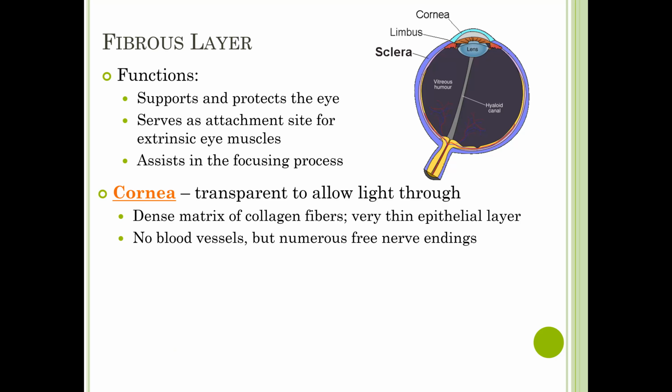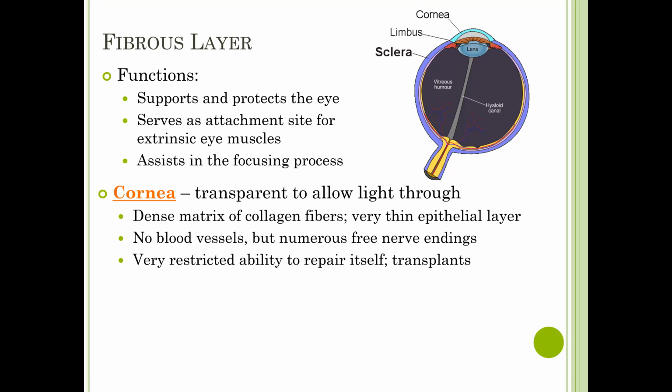There are no blood vessels in the cornea because they would interfere with the passage of light. So for that reason, as we'll see in a moment, the cornea can't heal very well. But it does have numerous free nerve endings, and so the cornea is the most sensitive part of the eye. So anything that touches your cornea is going to cause a reflex of you to blink your eye or move away. Also, if you get a scratch or damage to the cornea, it can be very, very painful for many days.